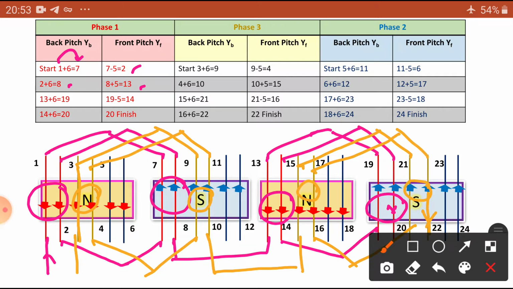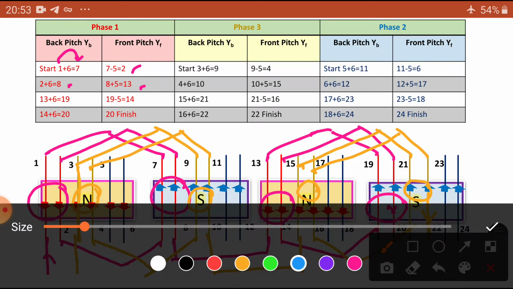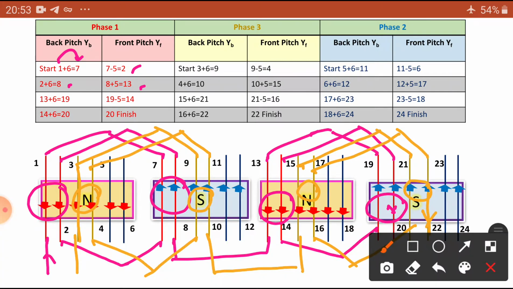Now coming to the another phase, B phase. So what are the slots? We selected fifth one, no? So where is the fifth? So this is the fifth one. So fifth one is connected here.